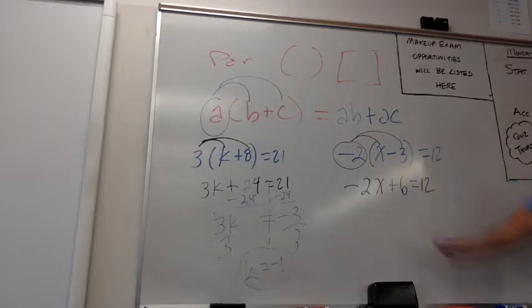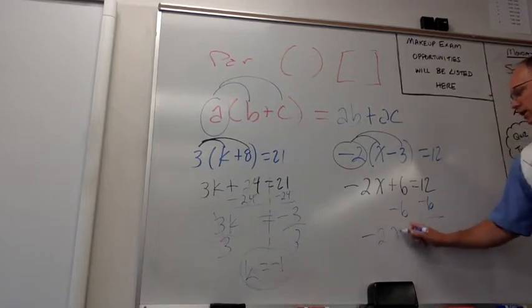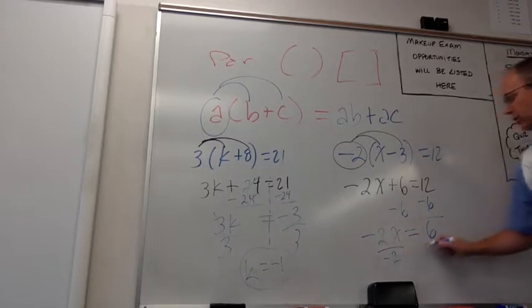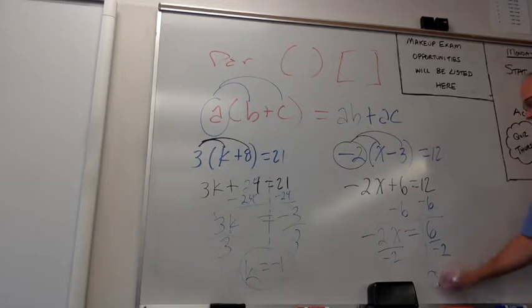Dotted. All right, so it looks like I can subtract 6 and subtract 6. So I get negative 2x equals 6. Divide each side by negative 2, divided by negative 2. And I heard it, x equals negative 3. Absolutely. Can you all see that okay?